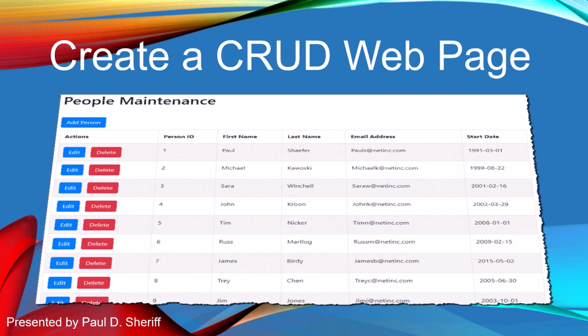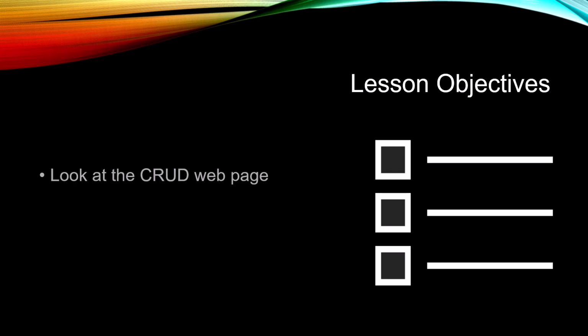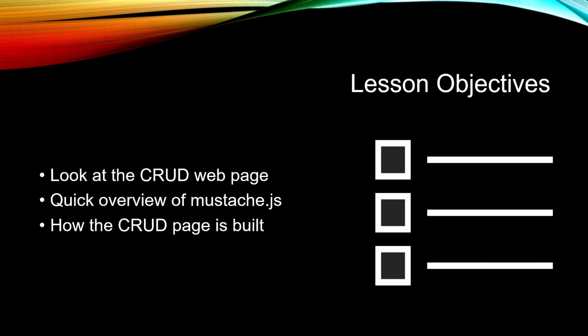This lesson is create a CRUD web page. The objectives for this lesson are to look at the CRUD web page, which was developed with Mustache, so I'll give you a quick overview of mustache.js. We'll talk about how the CRUD page is built, and then we'll do a quick code review.